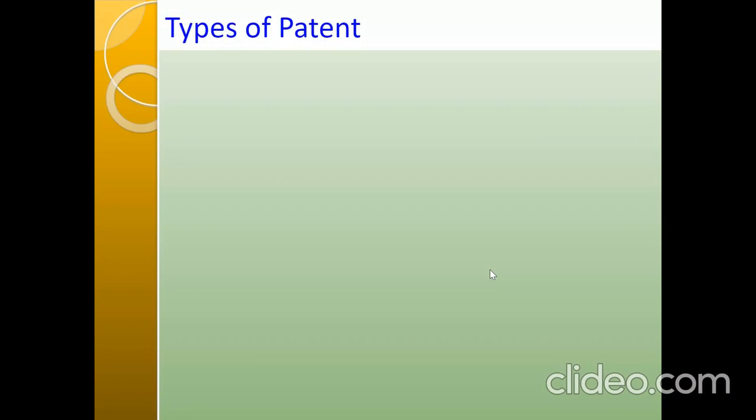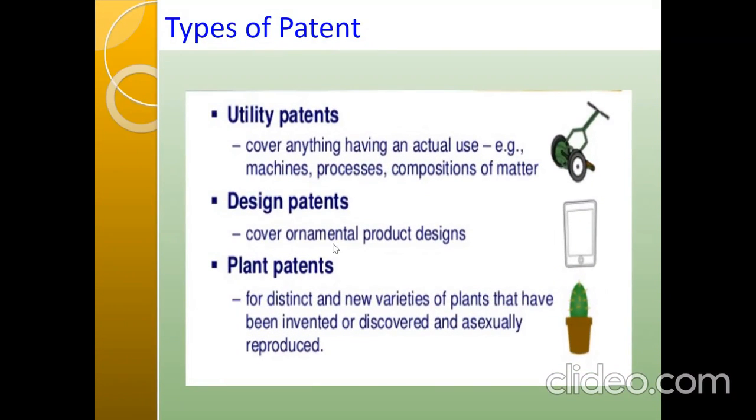Now, what are the types of patent? Patent is mainly classified into utility patents, design patents, and plant patents. Utility patents cover anything having an actual use. It is a patent which covers anyone who invents a new and useful process, for example, machines, processes, articles of manufacture or compositions of matter.